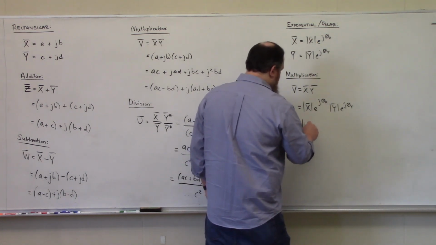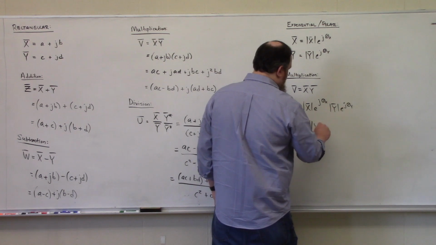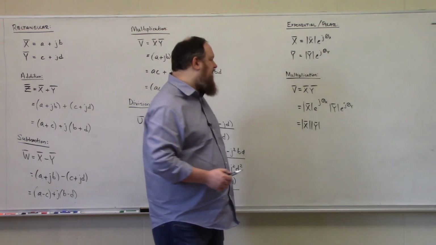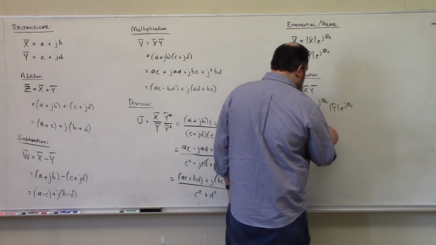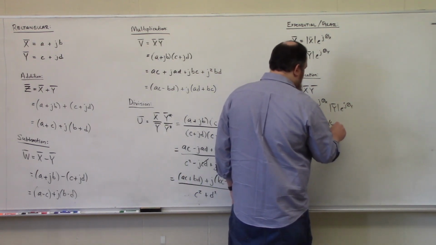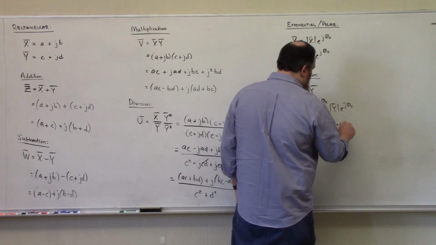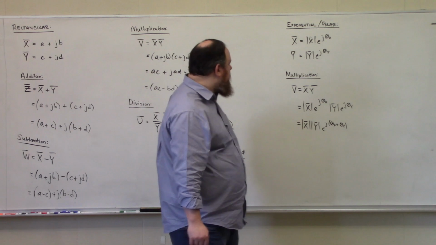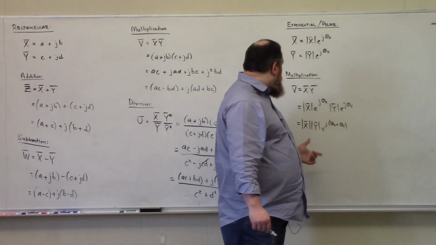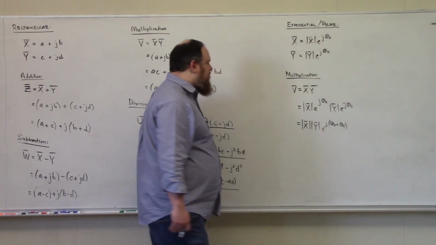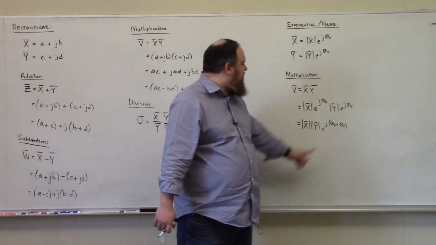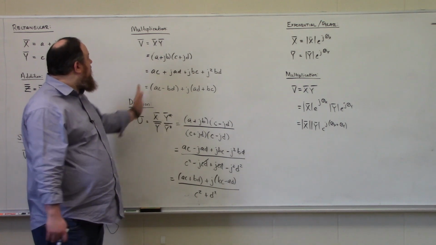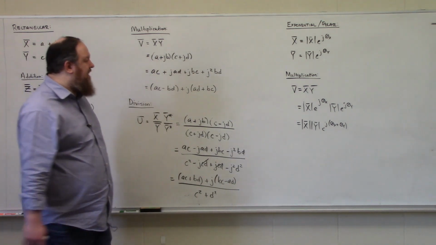This gives me the magnitude of x multiplied by the magnitude of y. And then when I multiply these two exponential functions together, I simply add their arguments. So I'll have e to the j (theta x plus theta y). So this mathematical operation, where I multiply the magnitudes and add the angles, in my mind, is much easier than doing this FOIL method.